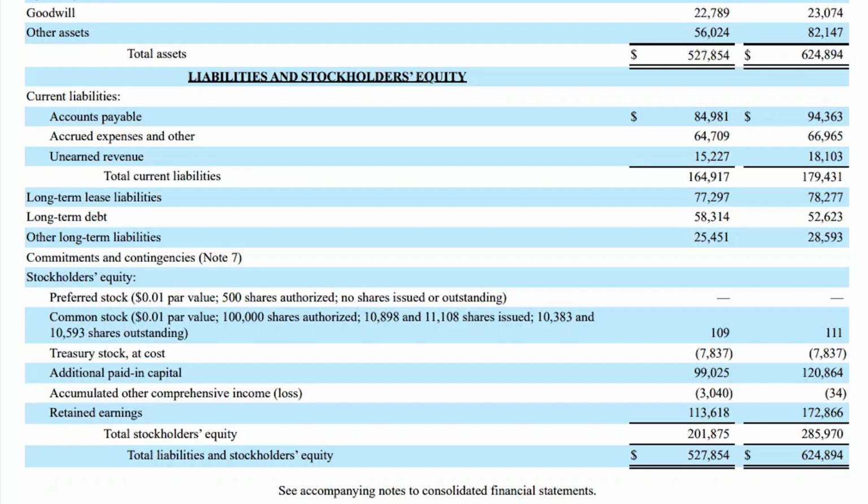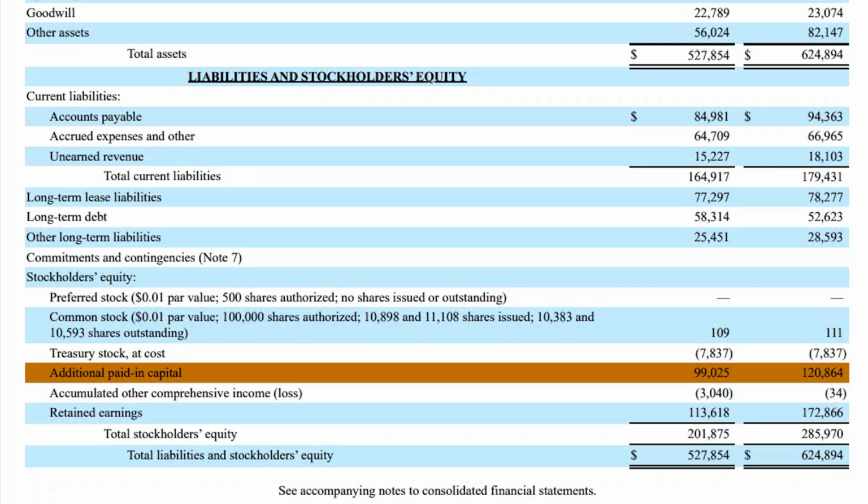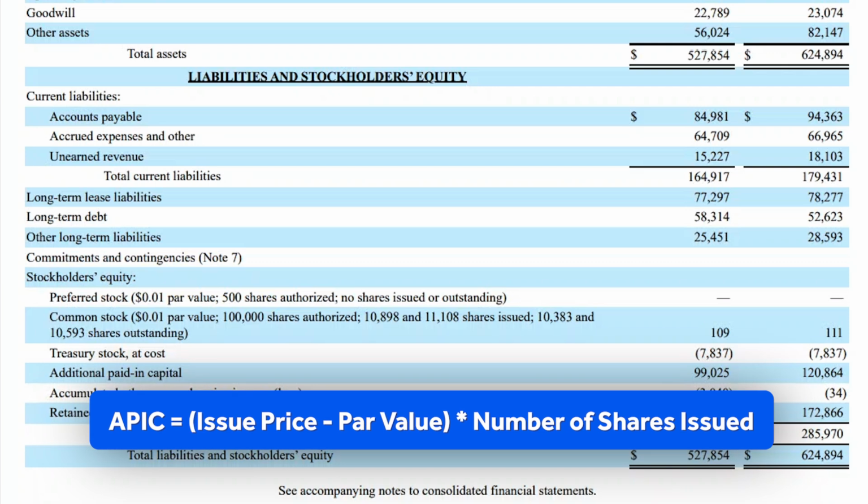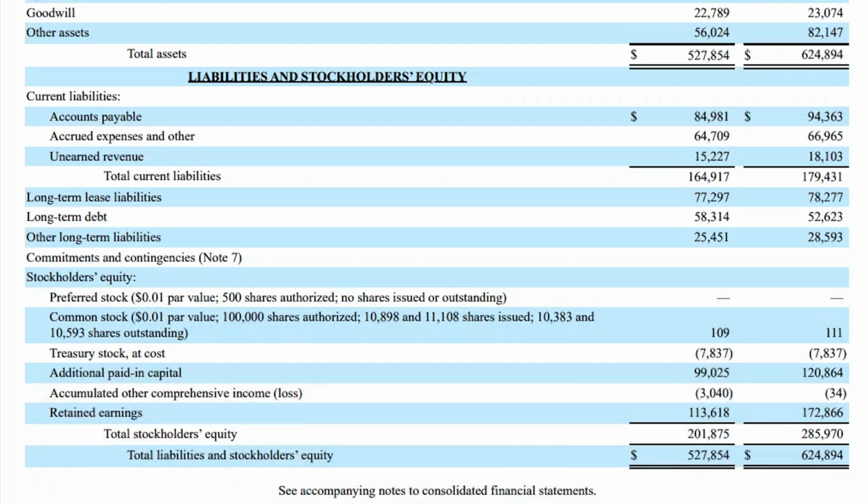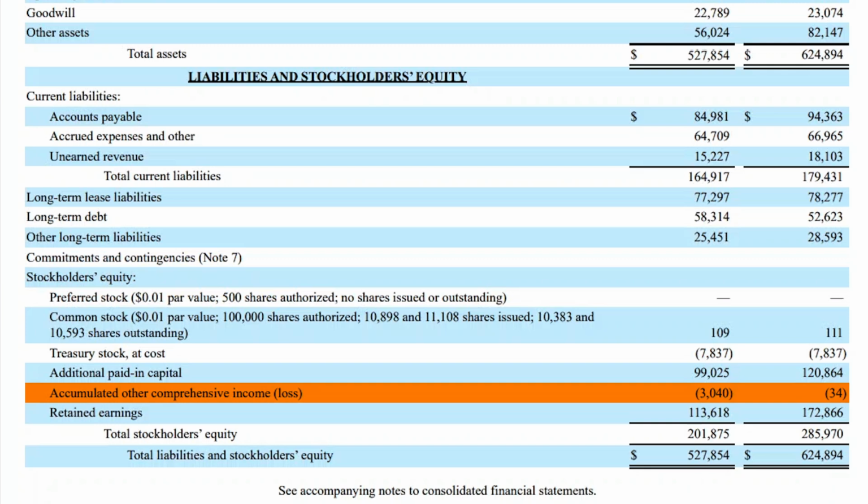The remainder there is the amount paid above the par value, and that's known as additional paid-in capital. That's the issue price minus the par value times the shares issued. So you can see that APIC, which is short for additional paid-in capital, is the large majority at 120 billion in 2024. Moving lower down, accumulated other comprehensive income is relatively small at minus 34 million.